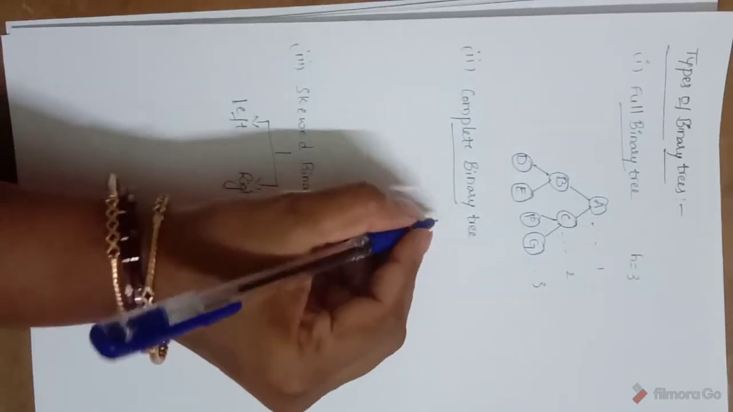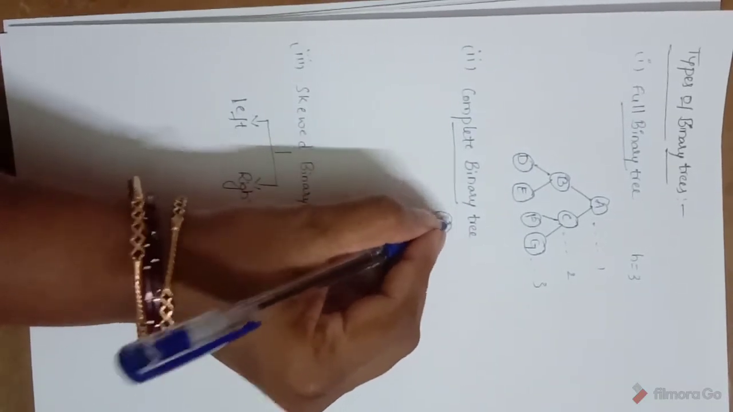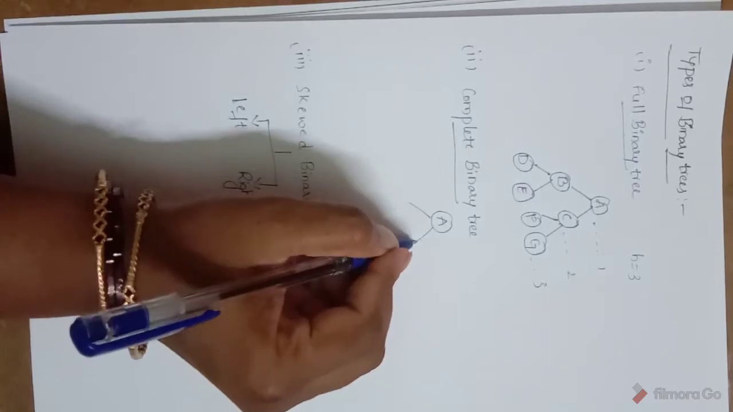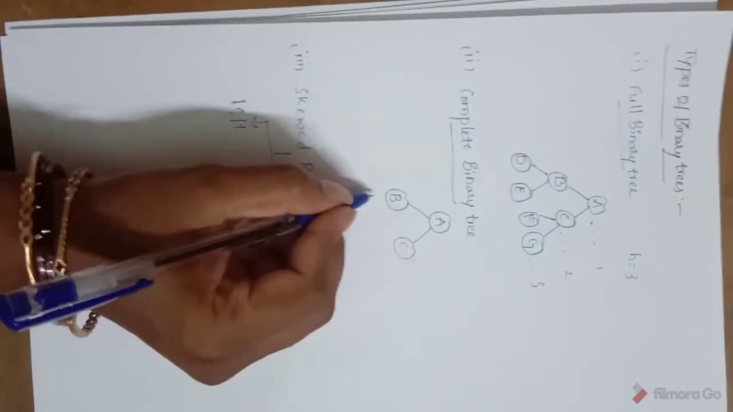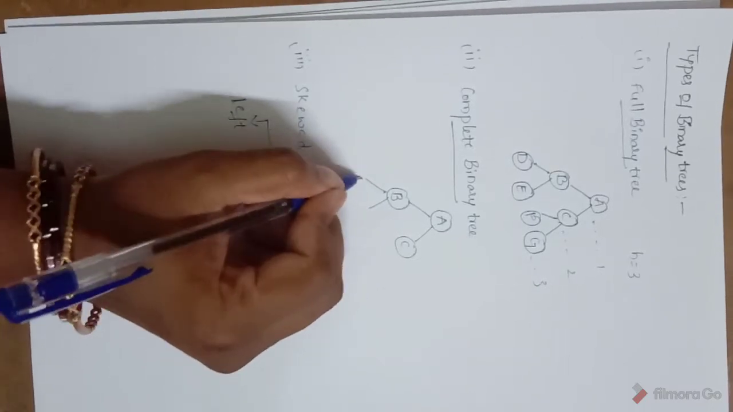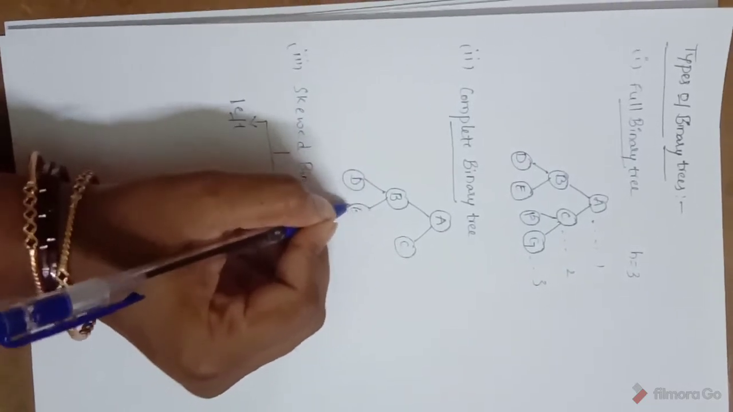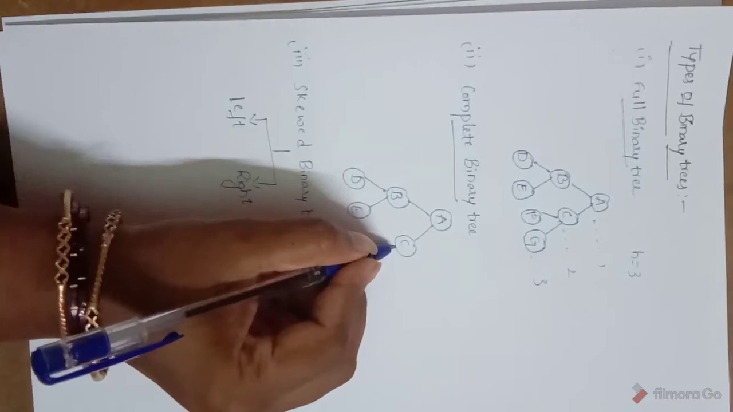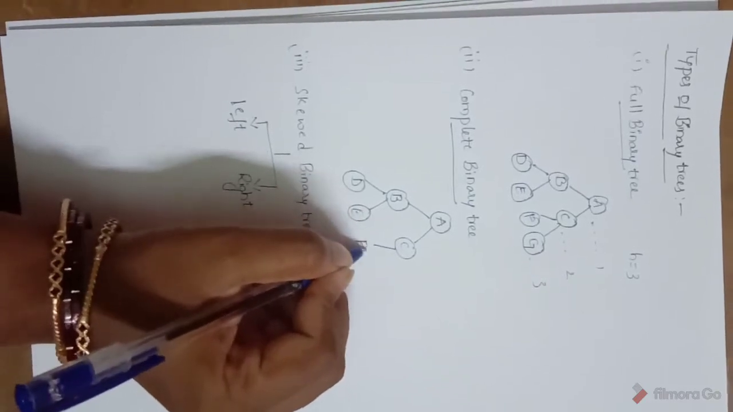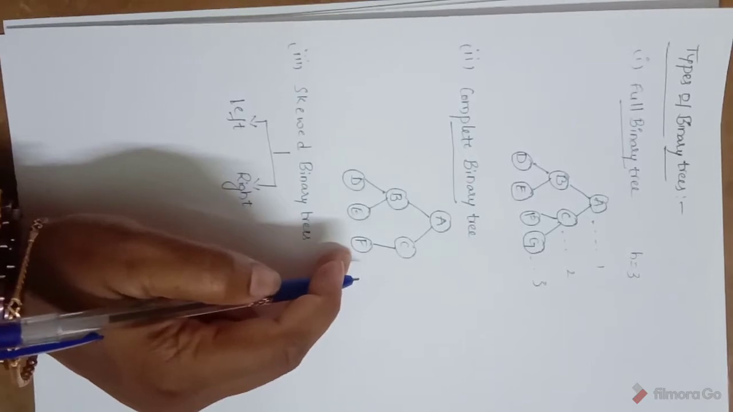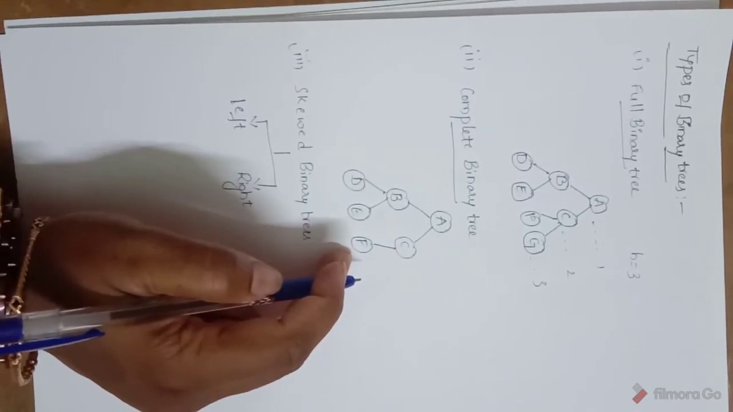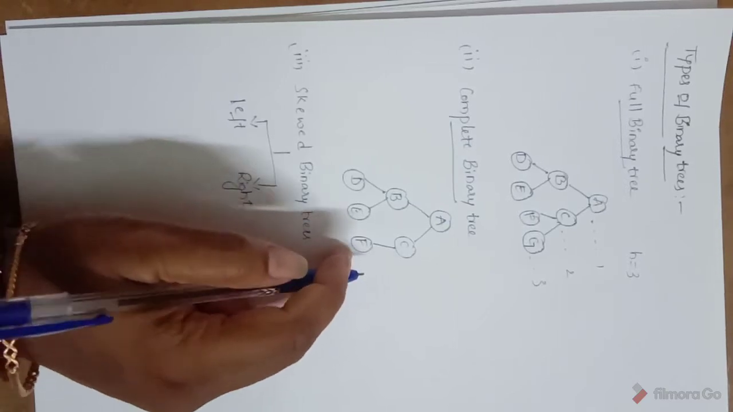So we can say that a complete binary tree can be constructed as B, C, D, E and F. This is also a complete binary tree with height h equal to 3. Like this way we can construct one.